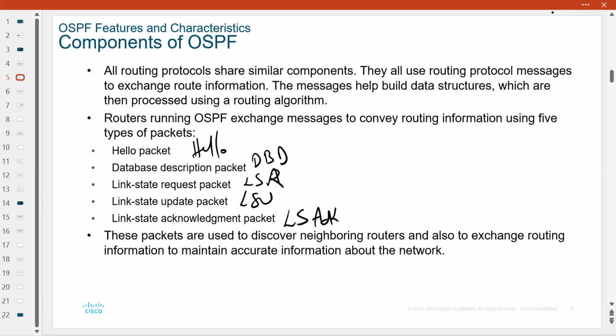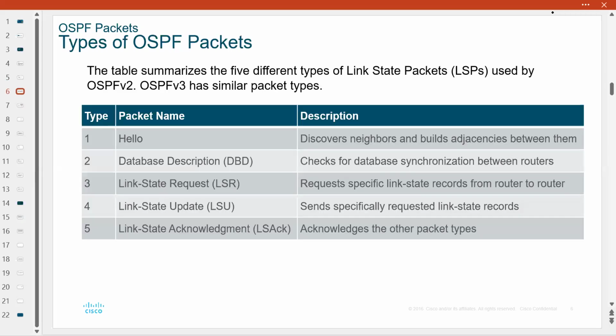Those are the packets which are exchanged. They tell the router that a certain network exists. We discussed those previously. Right, let's go. Slide 6, types of OSPF packets.